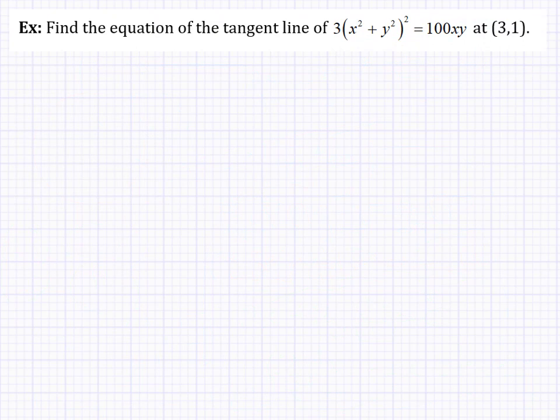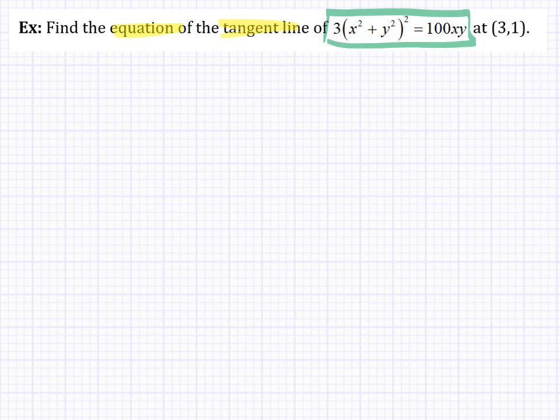Here's another one. Find the equation of the tangent line of 3 times x squared plus y squared, all squared, equals 100xy at (3, 1). So this isn't just find the slope of the tangent line. This wants us to find the equation of the tangent line. But we need the slope first. So we still need to find dy dx first. And this is implicit. It's not a y equals equation. It's an implicit equation. So let's look at a couple things here first.